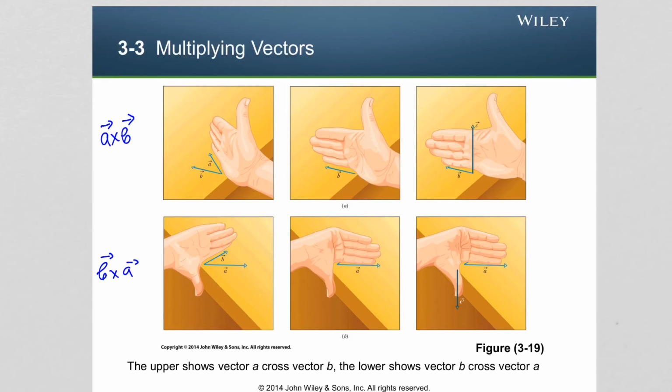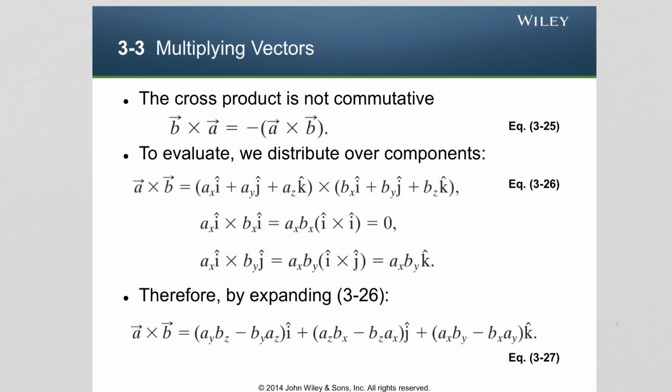As you can see from those two examples, the order in which the two vectors are taken in the cross product matters. When A is first and B is second, the result of the cross product points up. When B is first and A is second, the result points down. So that means that if you change the order of the vectors in the cross product, you are going to reverse the result of the cross product. And so B cross A is equal to minus A cross B.